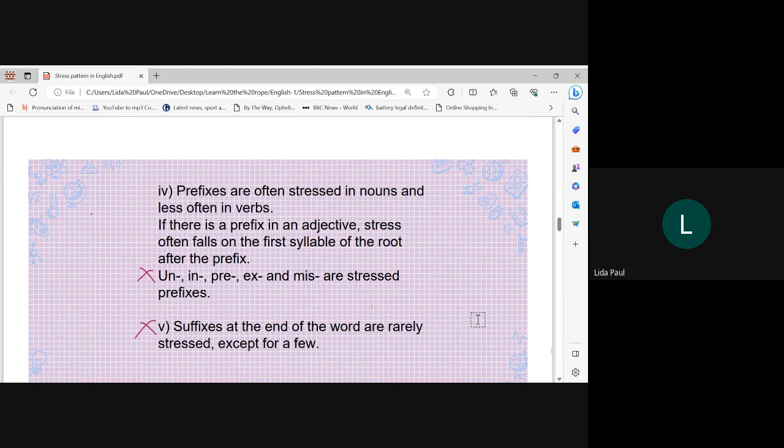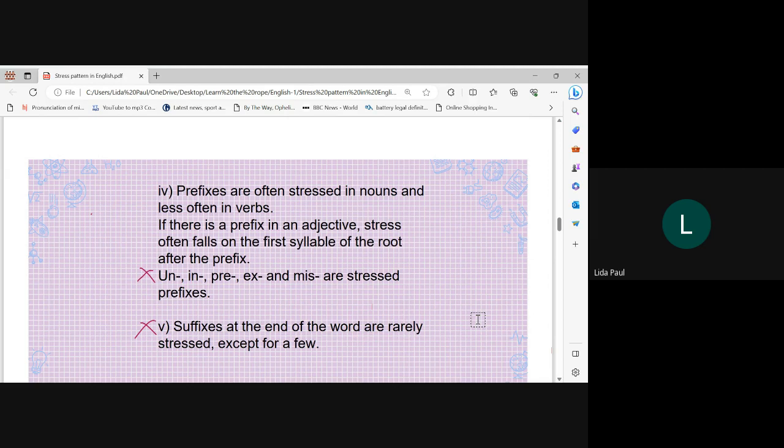Suffix, we know we have a set of rules and we'll look at them shortly. But in the case of prefixes, they rarely get stressed. But when they are found in words that are nouns, they most often get the stress. But if the word we are talking about is an adjective or a verb, then usually the prefixes are not stressed. And the reason is very simple.